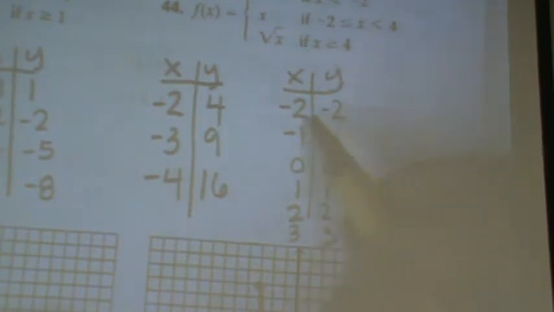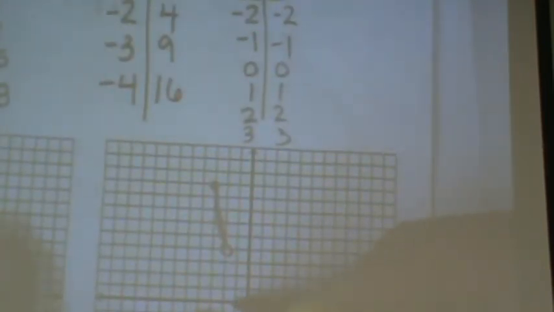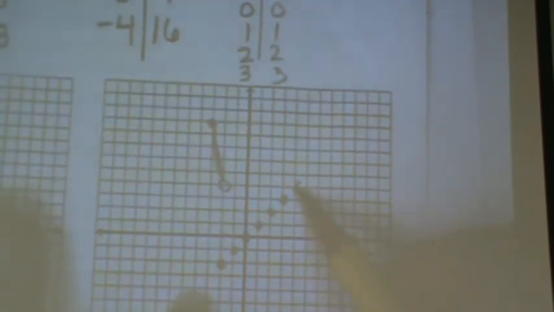So we're including -2, so over 2 down 2, over 1 down 1, 0, 0, 1, 1, 2, 2, and 3, 3, and 4, 4. But at 4, 4, it's going to have an open circle. These are going to be closed.